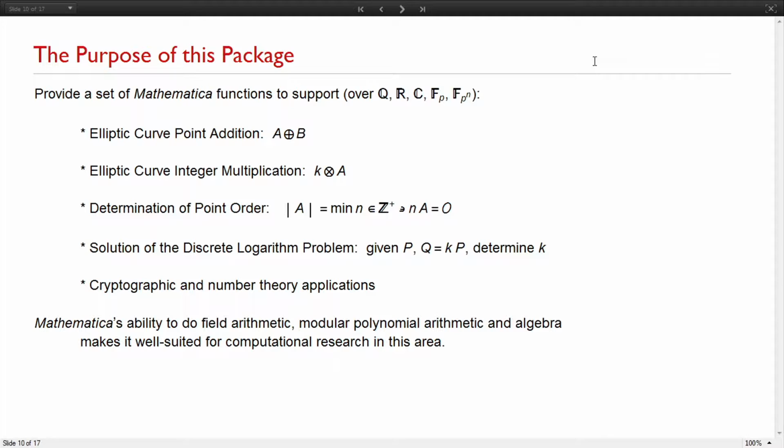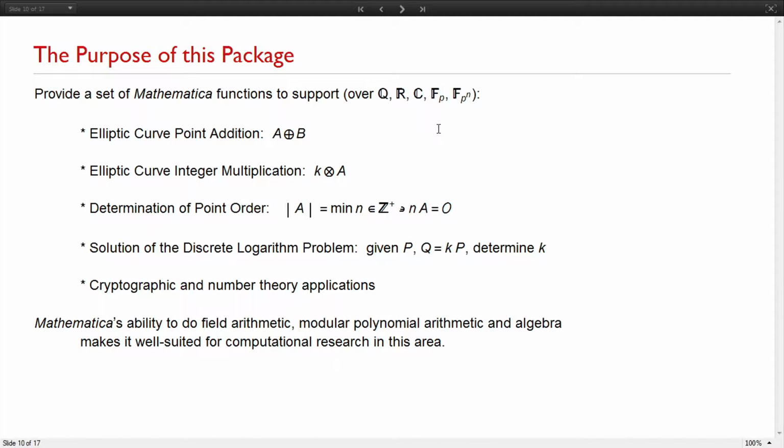So the purpose of the package I built is to provide a set of utilities or basic support over the standard fields: the rational numbers, the real numbers, the complex numbers, prime fields, and the general finite field, where I provided an overloaded circle plus operator to signify the addition of points, and an overloaded circle times operator to signify the integer multiplication. And I chose this over overloading the regular times and plus in Mathematica because we're not in a field.